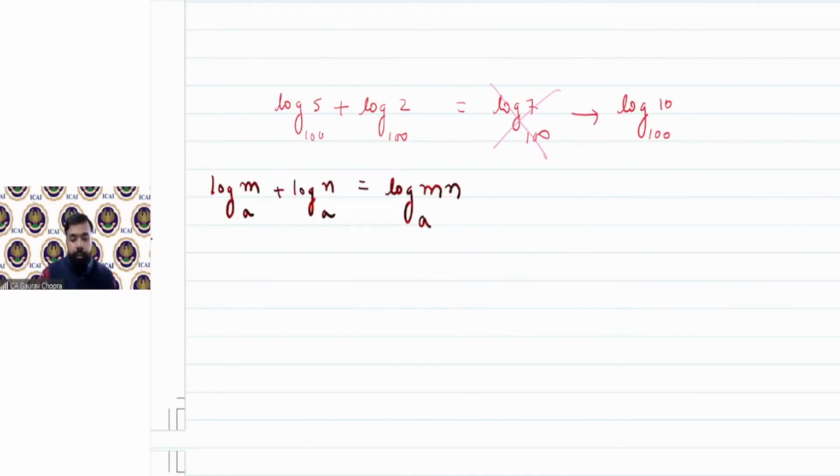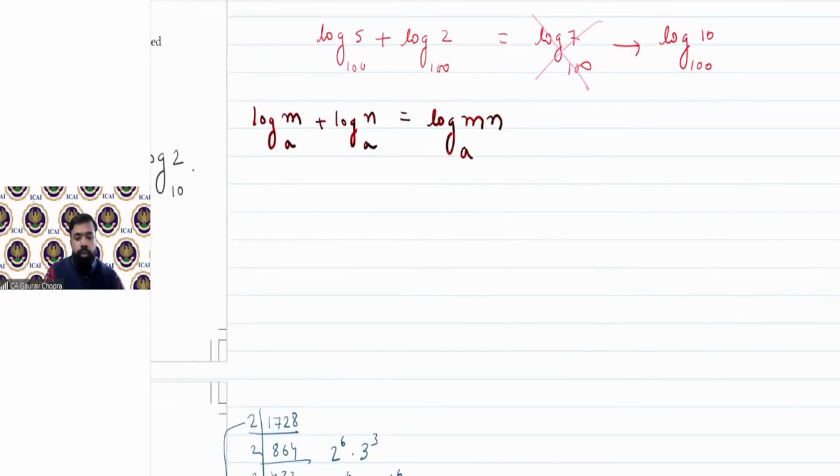Let's take one more. Log of 20 plus log of 10, and the base is, let's say, 10. So now what will happen? Log 20 plus log 10 will become log of 20 multiplied by 10, so log of 200 base 10. This is the property.